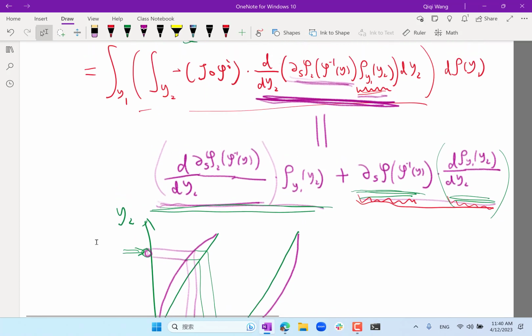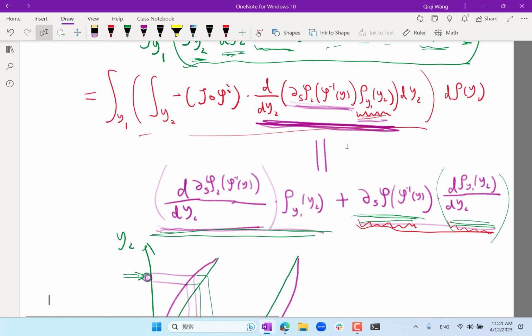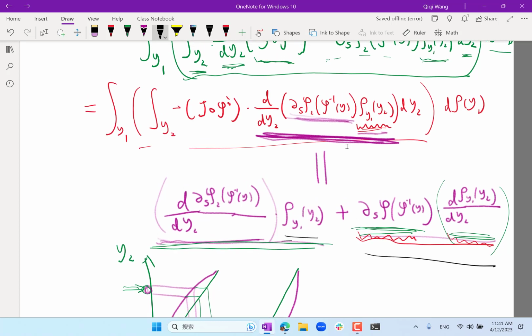Okay, so now we know these two terms in the formula after integration by parts, and we actually already know how to evaluate the first term. And now let's shift to figuring out how to evaluate the second term. Okay, the first term is actually easier to evaluate because we are integrating over the density.